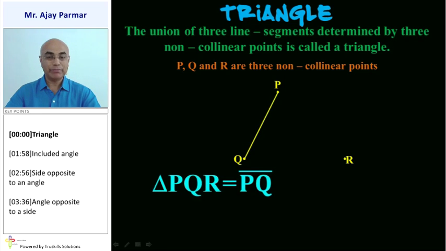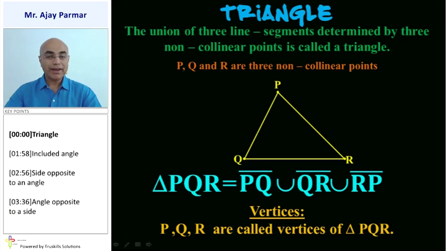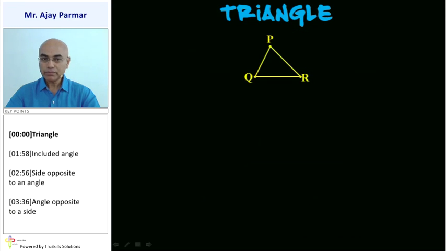is a union of line segment PQ union line segment QR union line segment RP. That means a triangle PQR is a planar figure which is formed by the union of three line segments, and these three points that are given should be non-collinear points. For triangle PQR, the points P, Q and R respectively are called the vertices of the triangle PQR.